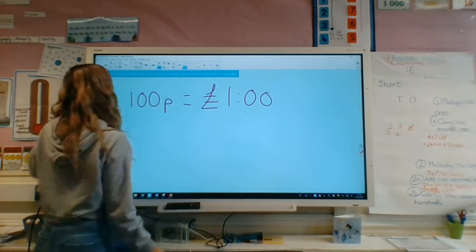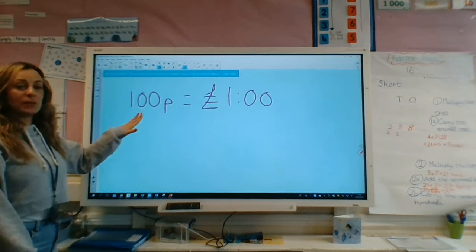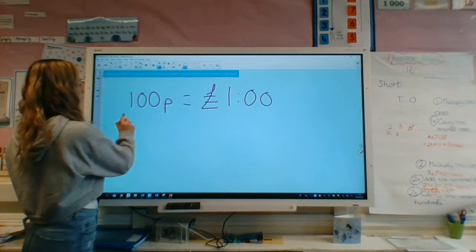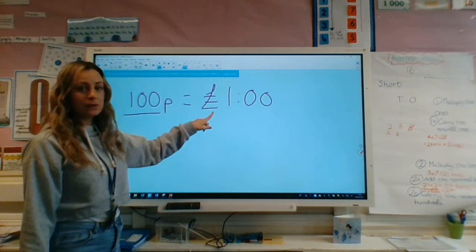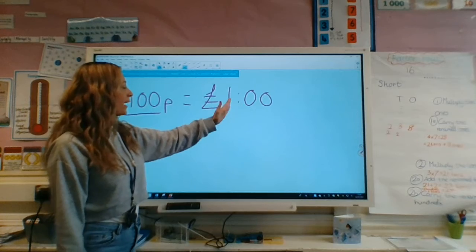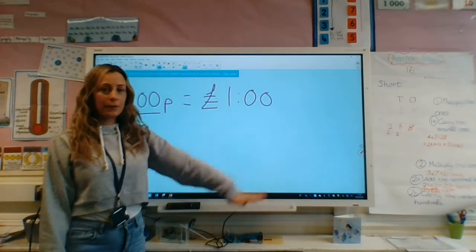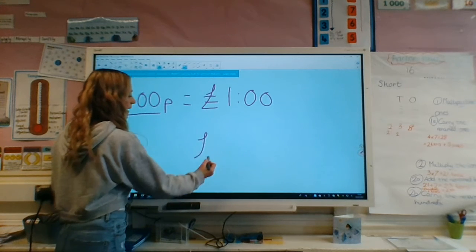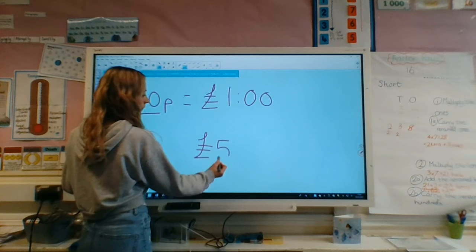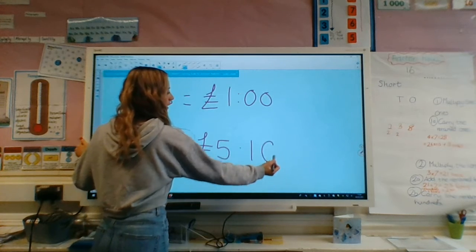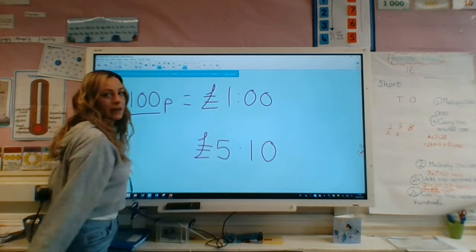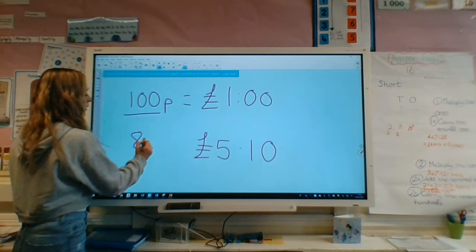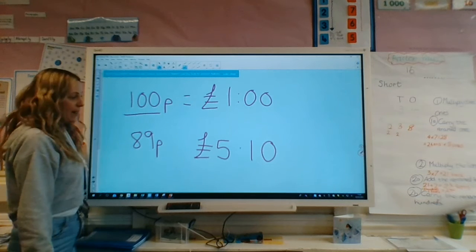Now, when it's pence, so if it's 99p and below, you put p. If it equals 100 or more, then you put the pound sign. Now, the dots separate the pounds from the pence, a bit like with time, where you have the hours and the minutes. So if it was £5 and 10 pence, you'd write £5.10. You don't need to put a p after it, it's only if it's pence on its own that you put a p after it. So if it was 89 pence, you'd write 89 and then a p for pence, okay?